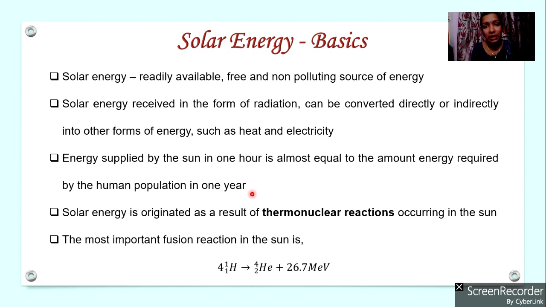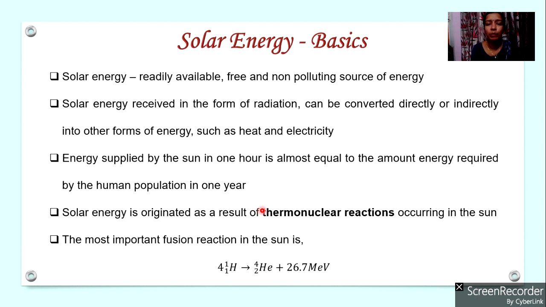So we cannot utilize all that energy, but the energy released from the sun is very high. The energy released by the sun in 1 hour can supply all the energy needs of the human population in 1 year. But we cannot utilize all that energy. So how is this much amount of energy released in the sun? What is the reason for such a high energy in the sun?